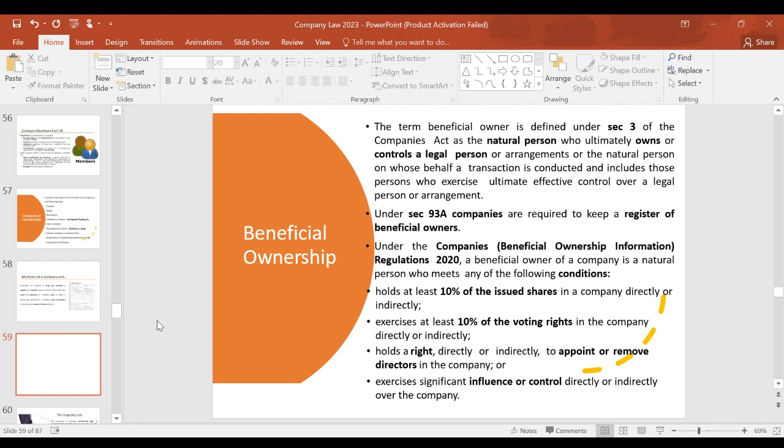Also, under this beneficial ownership information regulation, a beneficial owner includes one who has powers to appoint or remove directors from the company. Any person who has the right to vote and to remove or appoint a director can be deemed to be one of the beneficial owners. And of course, any person with an influence, either directly or indirectly, to control or exert control on a particular company may also fall under the same category of ownership.